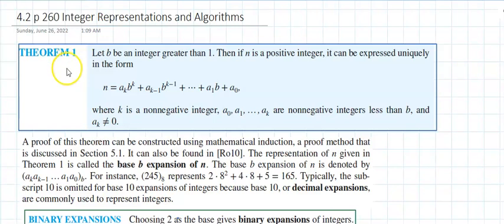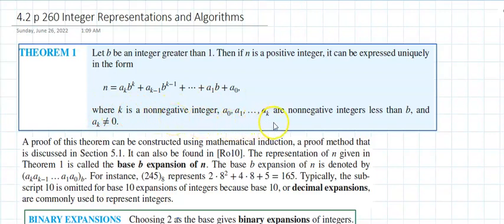The definitions and theorems are a bit confusing, but the examples I'm going to expand to make sure that you grasp this concept. It says let b be an integer greater than 1. If n is a positive integer, it can be expressed uniquely in the form n equals a sub k times b to the k, plus a sub k minus 1 times b to the k minus 1, all the way to a sub 1 times b to the power of 1, and the last piece would be a sub 0 times b to the 0, which is 1, where k is a non-negative integer.